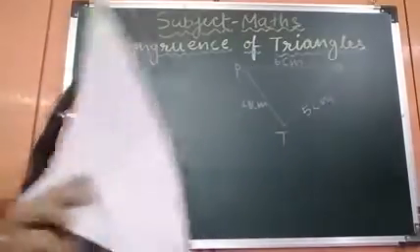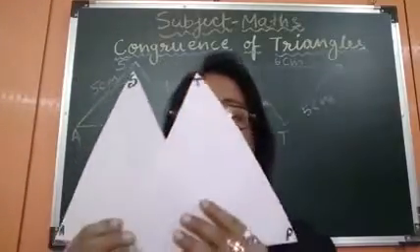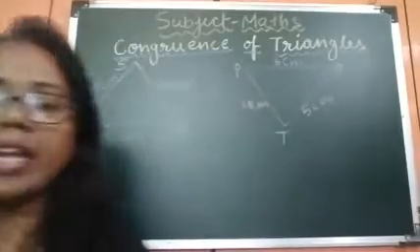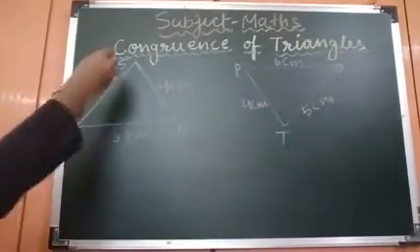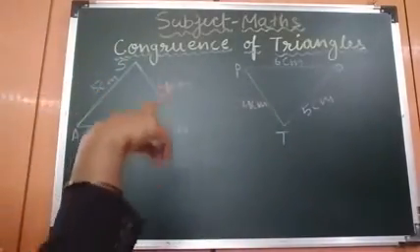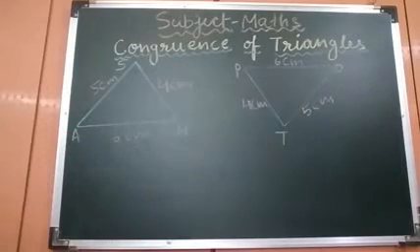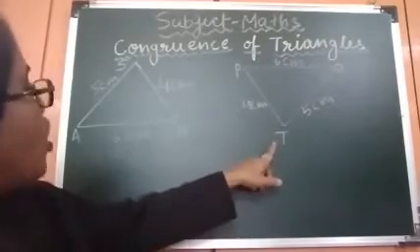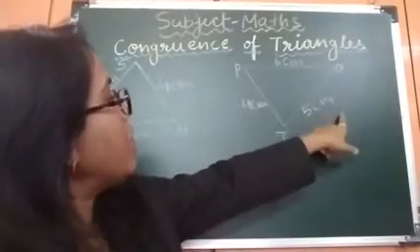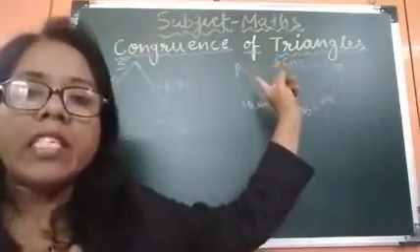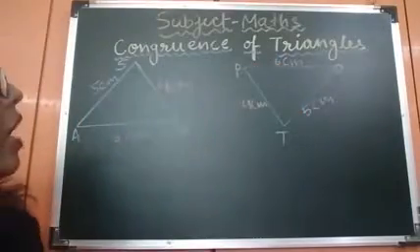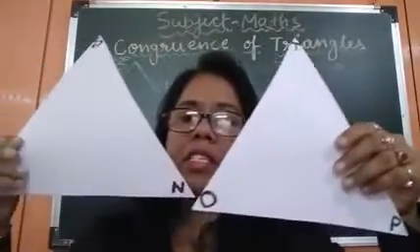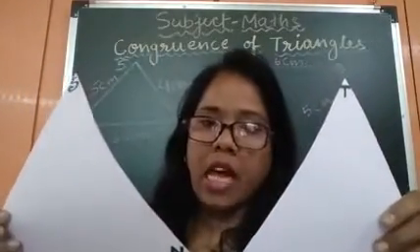Here I have taken two triangles, SAN and TOP. The measurement of SA is 5 centimeter, AN is 6 centimeter, and SN is 4 centimeter. Here the measurement of TO is 5 centimeter, OP is 6 centimeter, and TP is 4 centimeter. You can see that the shape and size of these two triangles are the same.